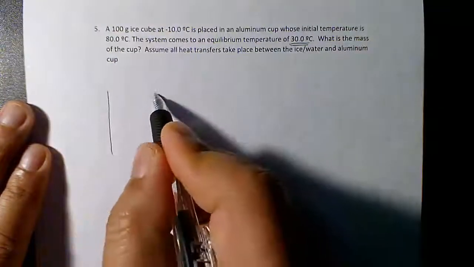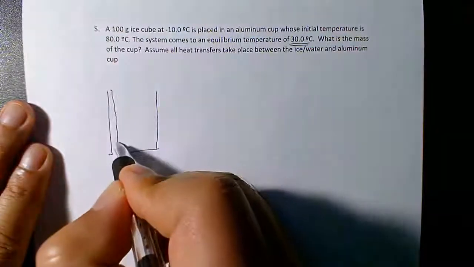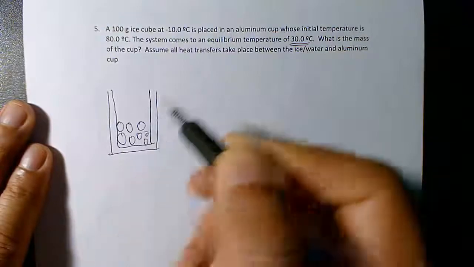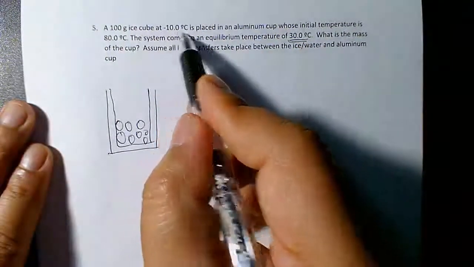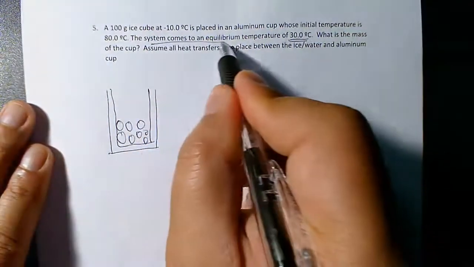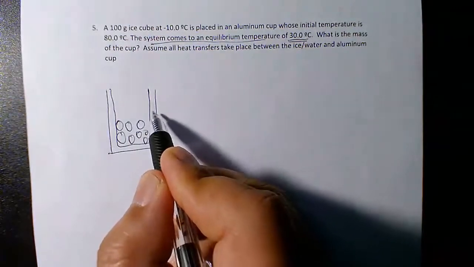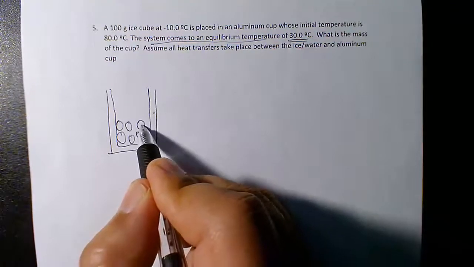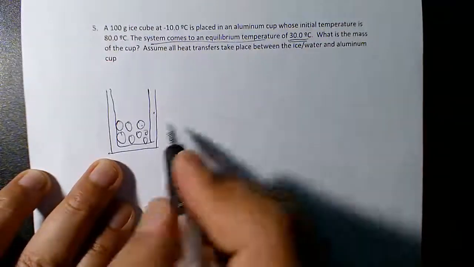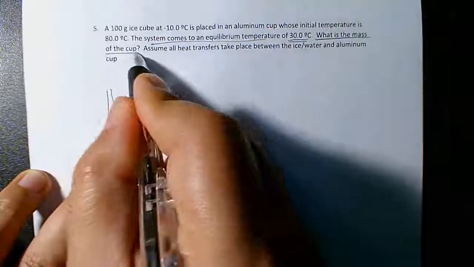So you have an aluminum cup, thermally insulated, and you put the ice cube at a negative temperature, initially negative 10 degrees Celsius, right? And after some time the system comes into equilibrium because the aluminum loses heat and the ice gains heat. So based on this data, what is the mass of the cup?